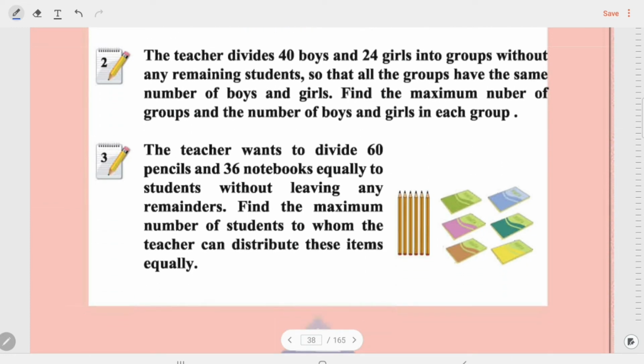The teacher wants to divide 60 pencils and 36 notebooks equally to students without leaving any remainder. Find the maximum number of students to whom the teacher can distribute these items equally. If it is a GCF problem, you should proceed like this. 36 ones are 36. This is 24. 24 into 36 is 24. This is 12. 12 twos are 24. So the answer is going to be 12.